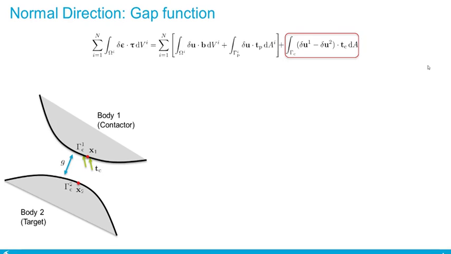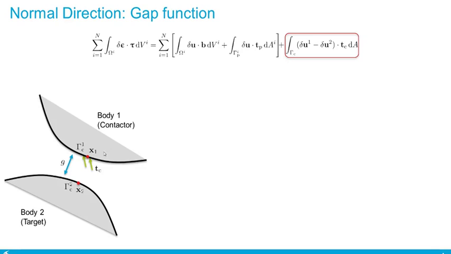Having established this waveform, we can then proceed to discuss the behavior of contact in two different directions. One is along the normal direction and the other one is along the tangential direction. So taking this problem for instance, we have two bodies coming into contact. Body 1 is called the contactor and body 2 is called the target.